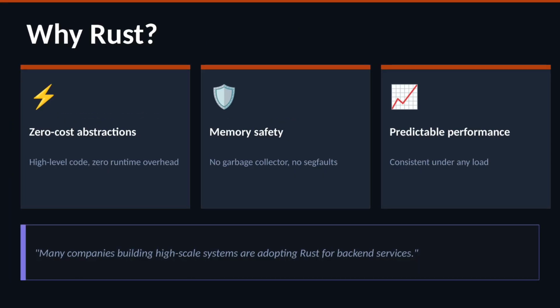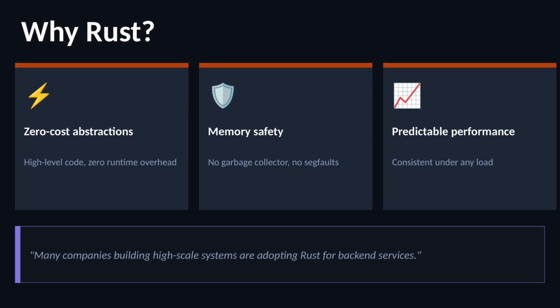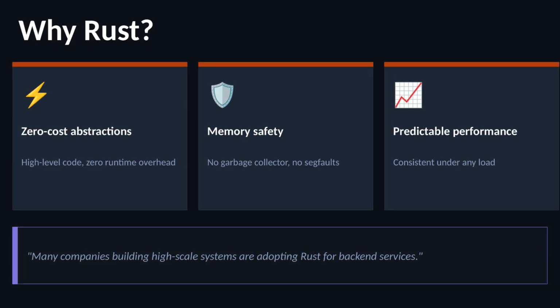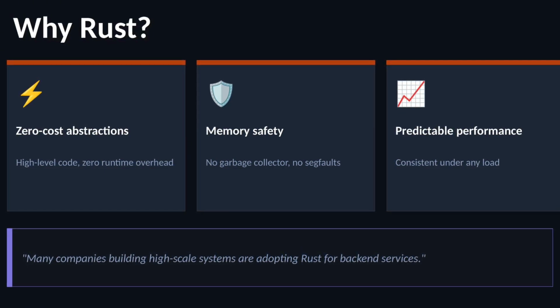So the question is, why Rust? Because it gives you zero cost abstraction, memory safety without garbage collection, and predictable performance under load. That is why many companies building high-scale systems are adopting Rust for backend services.